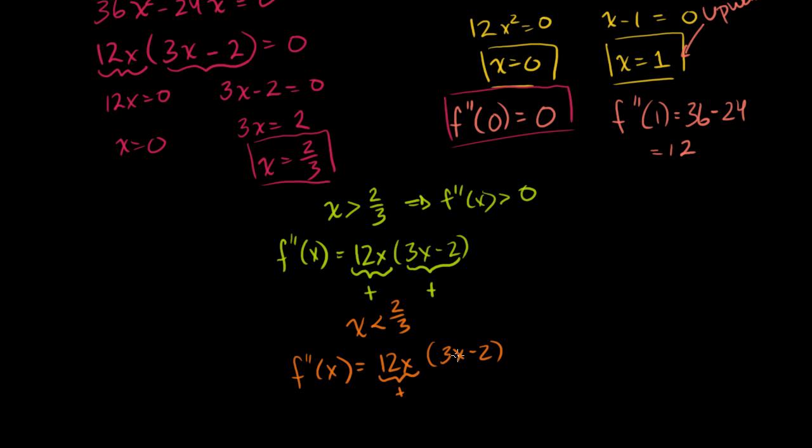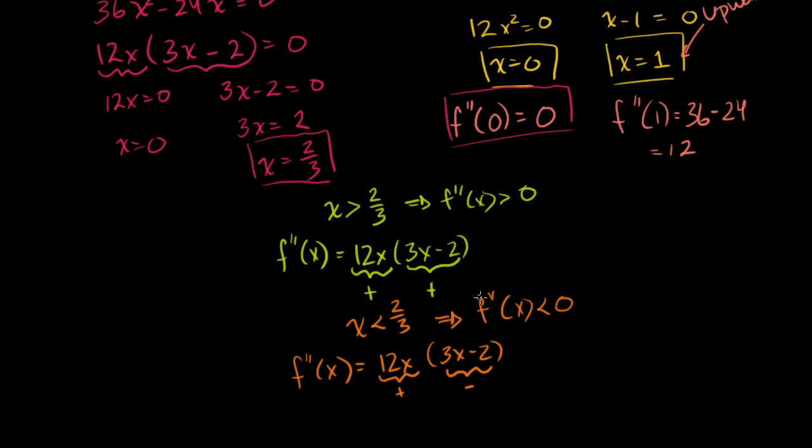At 2/3, we're exactly at 0. But for anything less than 2/3, 3 times 1/3 is only 1, and 1 minus 2 gives you negative numbers. So when x is less than 2/3, this thing right here is going to be negative. So the second derivative, right when you go less than 2/3, is less than 0.